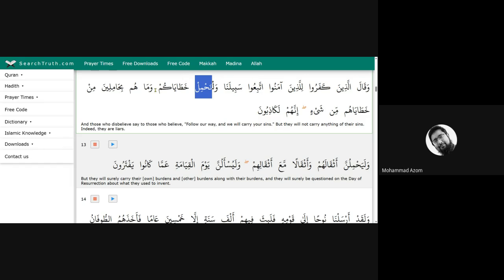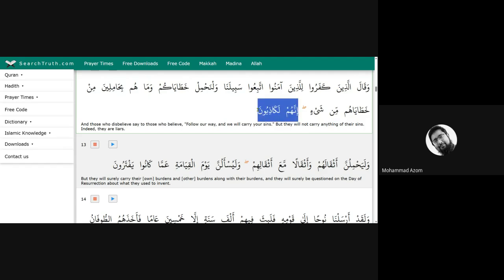And they say, wama hum bi hamilina. See, ma here: ma hum bi hamilina, and not they. And what is ba doing here? The ba zaida, so the highest form of negative. Certainly they are not going to be carrying anything of their khata, because on the day of judgment nobody is going to carry anybody's burden. Min shayin, at the end, nothing at all. So Allah is saying it with emphasis. First is ma, not laysa, plus ba zaida, and then min khataikum, none of their khata. Min shayin means little thing. So not a single bit of khata can they carry.